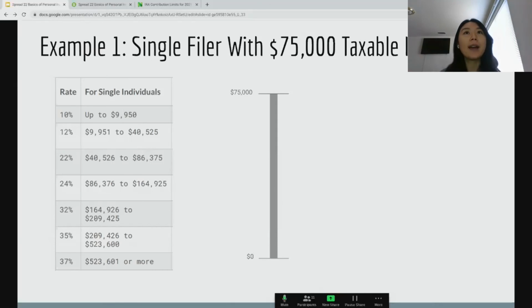Instead, think of your $75,000 as this bar here. And this bar is broken up into different sections that are taxed at different rates. Your first chunk of the bar is only worth $9,950, and that's taxed at 10%. So that's $995.